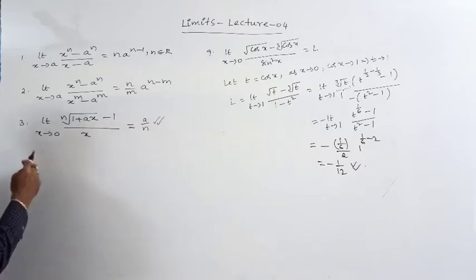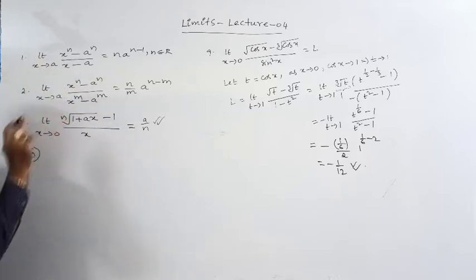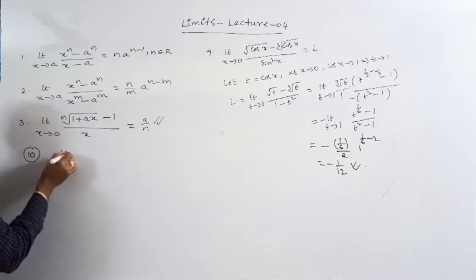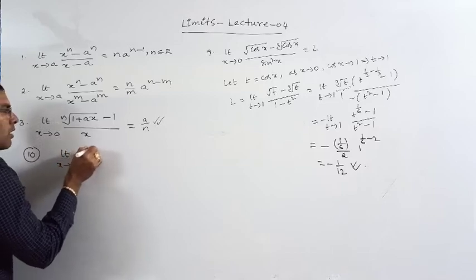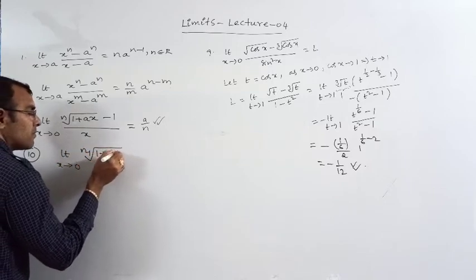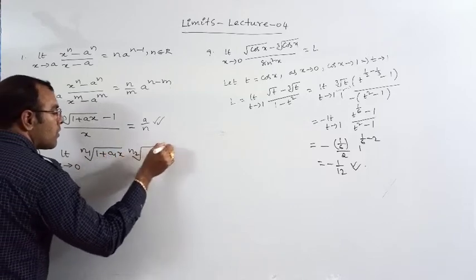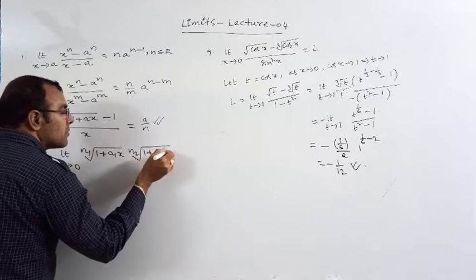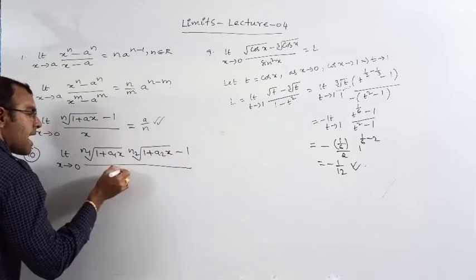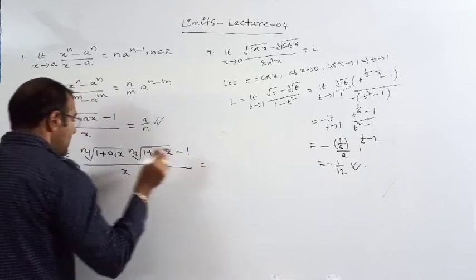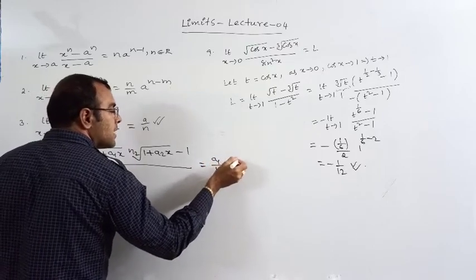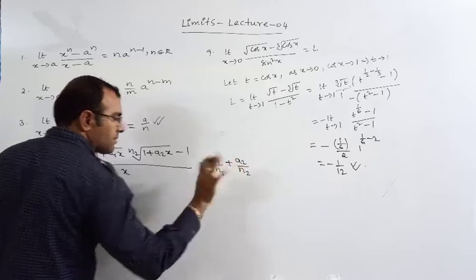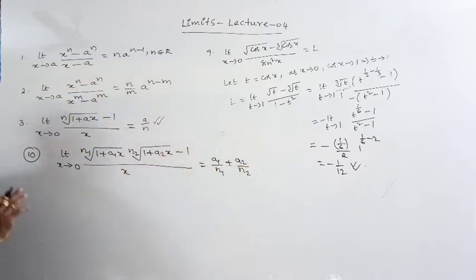Right. So here I am writing 10. You know why I am keeping this? This we will use very frequently. So the 10th one is limit x tends to 0, n1th root of 1 plus a1x times nth root of 1 plus a2x minus 1, whole by x, equal to a1 by n1 plus a2 by n2. You will get this. I will show you, don't worry. Okay? See.